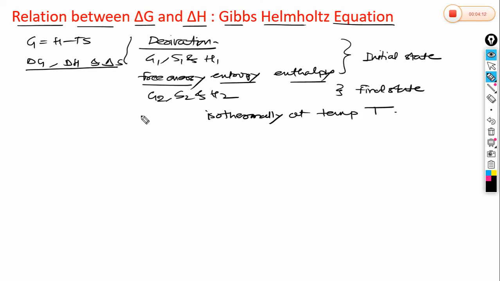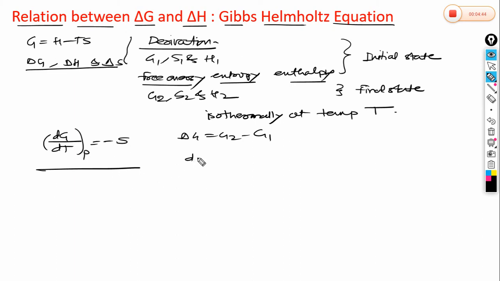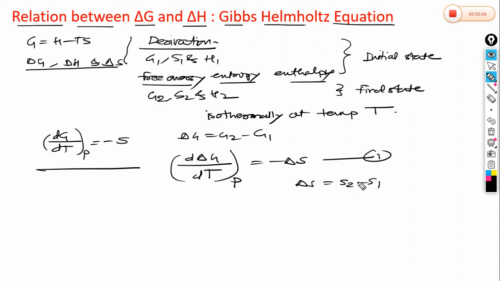Now we have derived this equation in previous videos: dG divided by dT at constant pressure is equal to minus S. Applying this equation to the change in free energy, where delta G is equal to G2 minus G1, we get d delta G divided by dT at constant pressure P is equal to minus delta S. Consider this as equation 1. Here delta S is equal to S2 minus S1, that is the change in entropy, where S2 is the final state entropy and S1 is the initial state entropy.